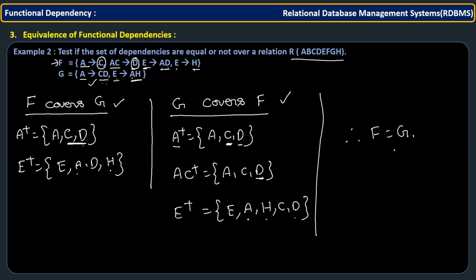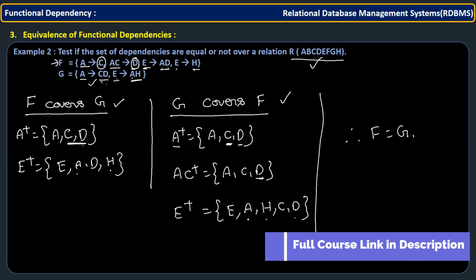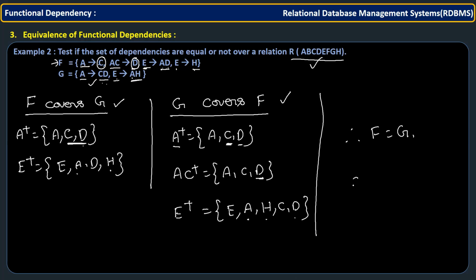Now because both of them are the same, which set of FDs are we going to consider for our implementation? So G has fewer FDs actually, okay, than F actually. So you can go for G for implementation because both of them are the same, right? So that is the reason we are going for G. Okay.